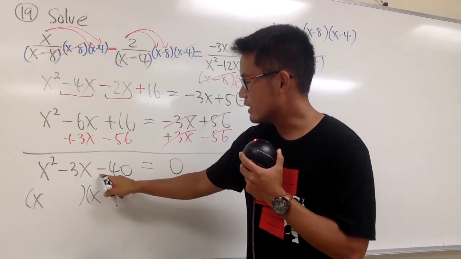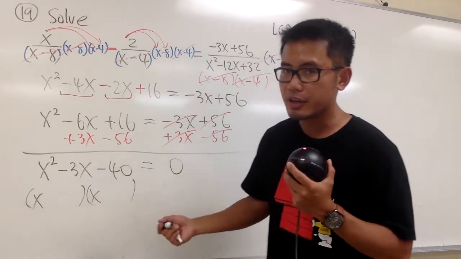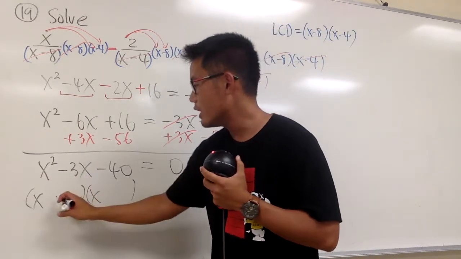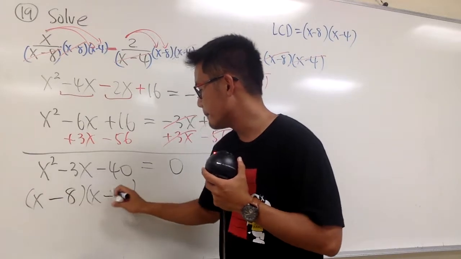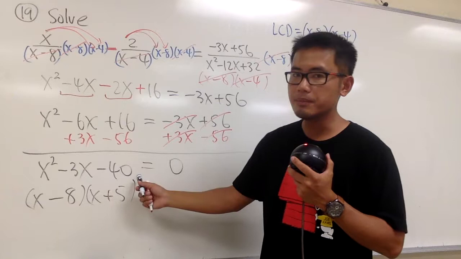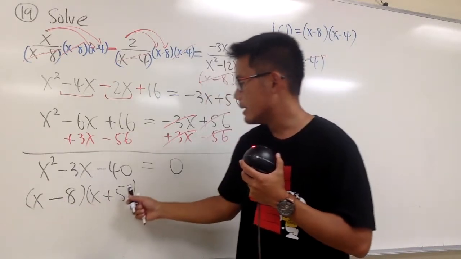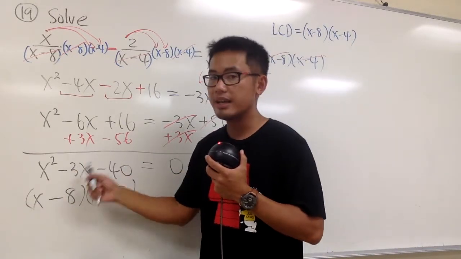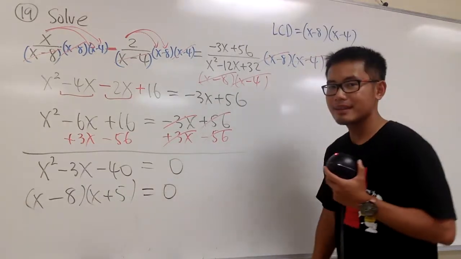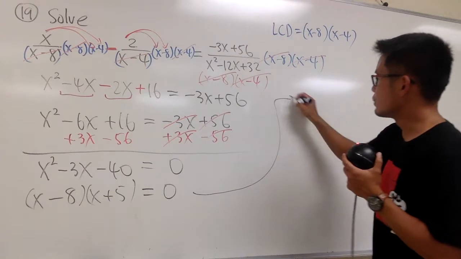Okay, what times what gives us negative 40 and together they add up to be negative 3? Well, the choice is going to be negative 8 plus 5. Negative 8 times positive 5 gives us negative 40, and negative 8 plus 5, we do have the negative 3. And this is still equal to 0. Okay? And now I will finish up the question right here.